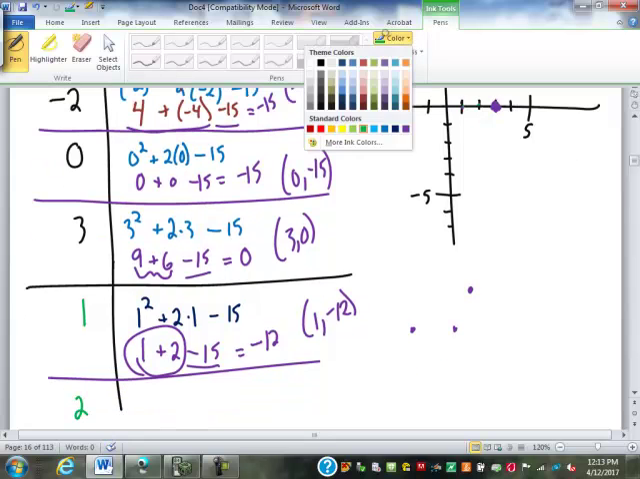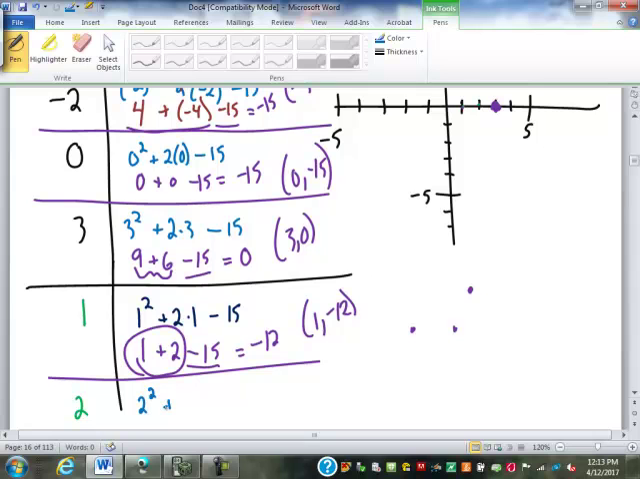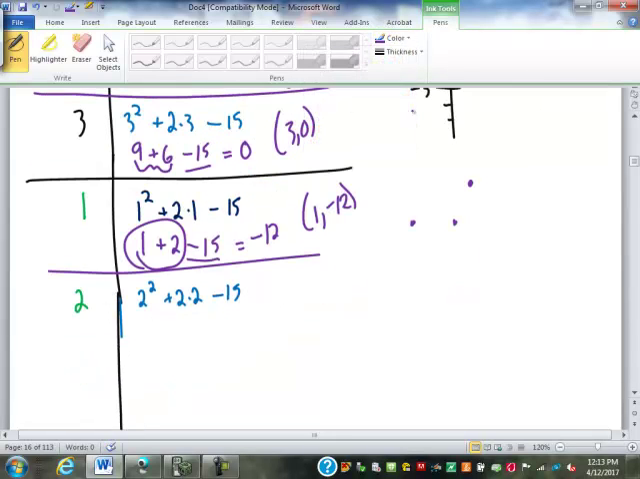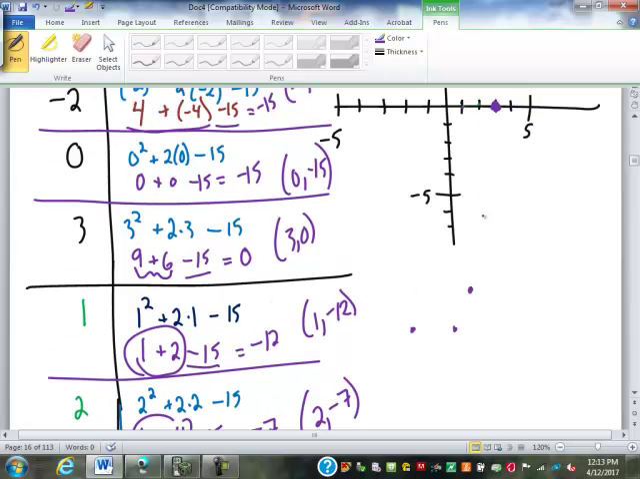So we'll try 2. So 2 squared plus 2 times 2 minus 15. So what is 2 squared? 4. 2 times 2? 4. 4 plus 4 is 8, minus 15? Negative 7. So that gives us that ordered pair 2, negative 7. That one's at least going to be on a graph, right in there. So we're seeing right now, it looks like this comes down here somehow. Not totally sure how it gets from there to this point.